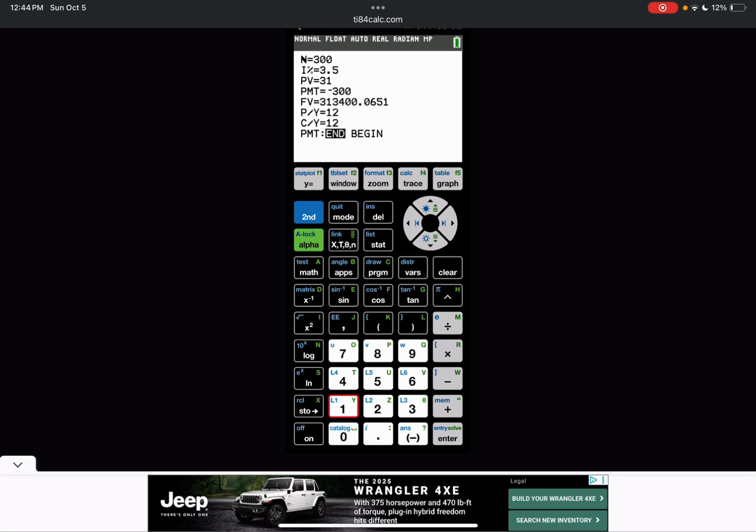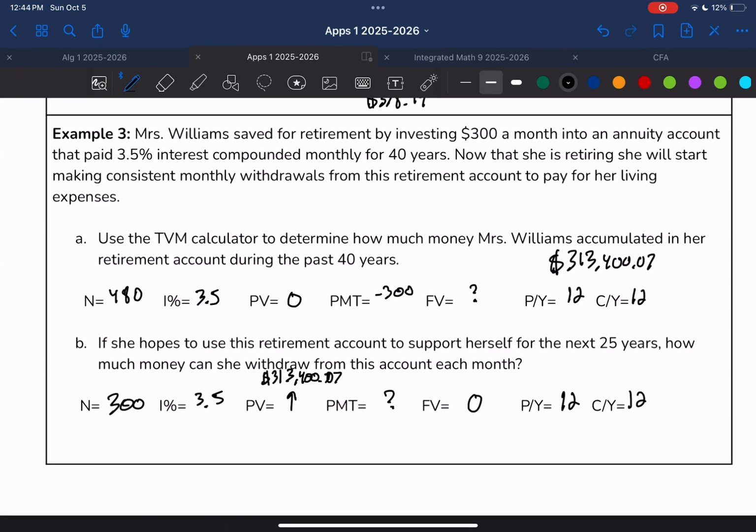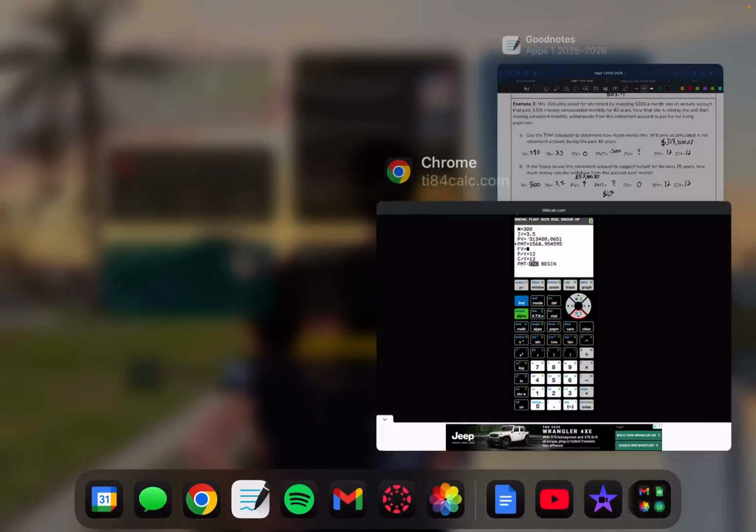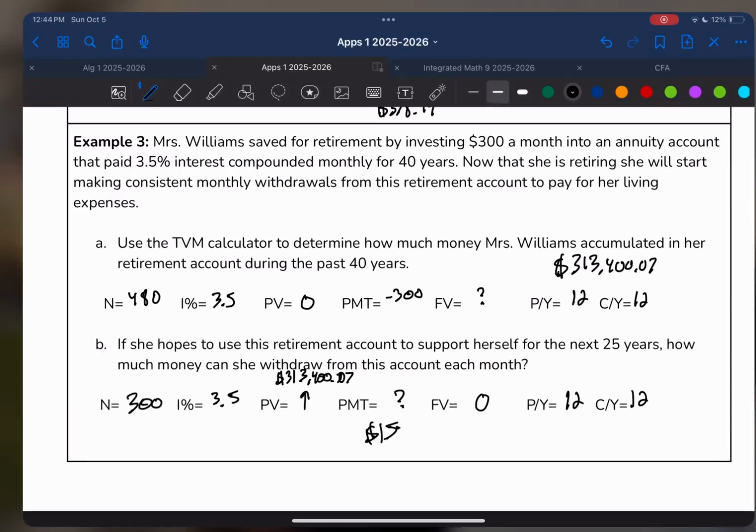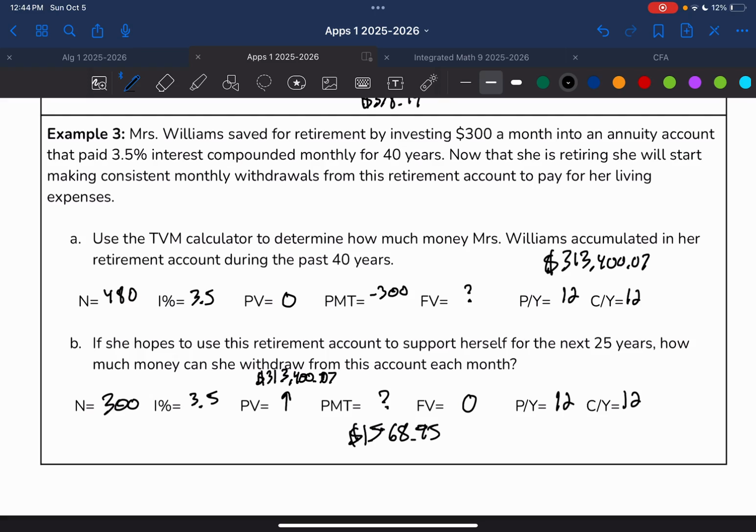The present value is now, so we need to make this negative, 313,400.07. Or we can do the rounded value; your answer is going to make a very small difference, so either way is fine. For the payment, that's what we're trying to solve. The future value, we're seeing when will the account, assume the account will be 0 after 25 years. If we do alpha enter, we can see that she can withdraw $1,568.95. So her monthly payment can be $1,568.95.